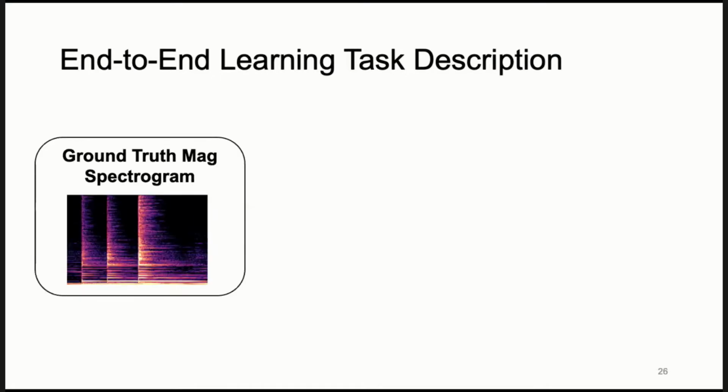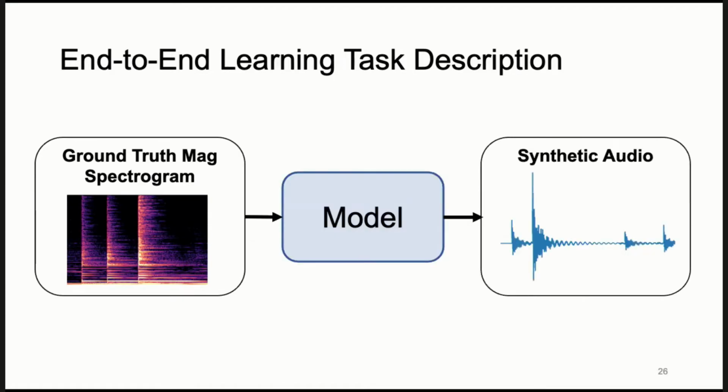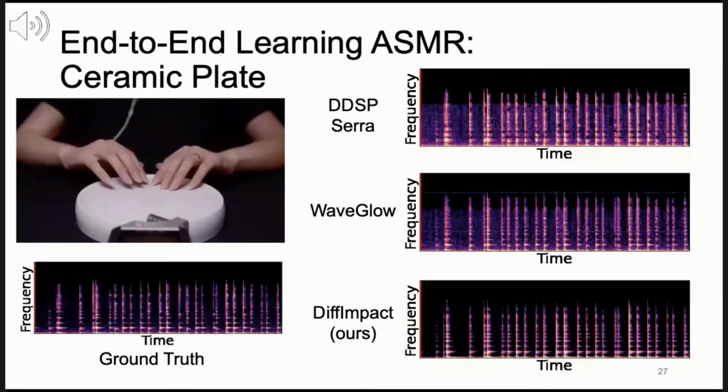Our model and all baselines were given the ground truth magnitude only spectrogram as input, then were trained to reproduce the sound from the spectrogram using ground truth audio as supervision. We compared our autoencoder based on diff impact to other autoencoding baseline frameworks which were designed for musical instruments or human speech audio. For our evaluation, we performed human studies where we showed our participants the original ASMR video redubbed with audio synthesized by each of the different models, then asked them to choose which redubbed video looked and sounded more realistic in a forced choice.